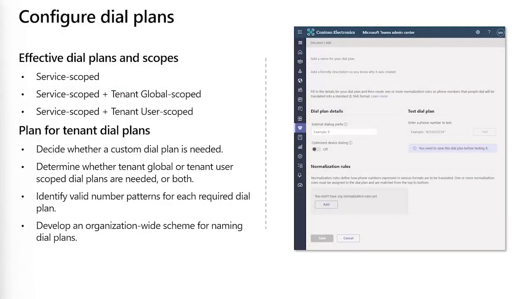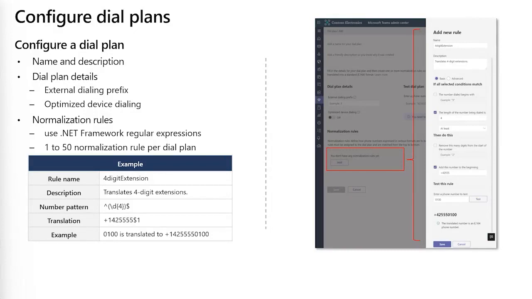Dial plans. You can have either service scoped, or service scoped and tenant global scoped, or service scoped and tenant user scoped. You have to decide whether you need a custom dial plan, and also valid number patterns for dial plans. You should have an organization-wide scheme as well for naming those dial plans. Here's what it looks like to configure a dial plan. So we have an example rule on the slide to translate a 4-digit extension. We specify the number pattern using .NET Framework regular expressions, and then the extension gets translated into an actual number.